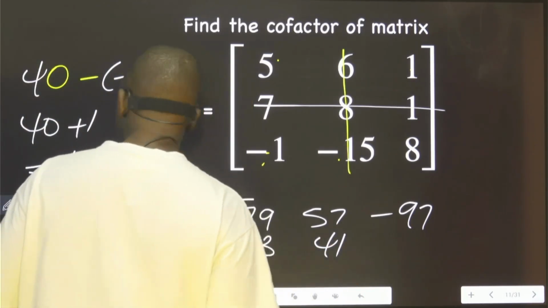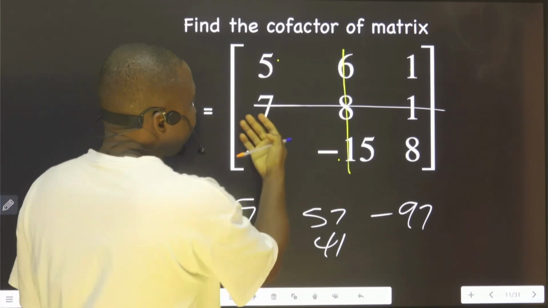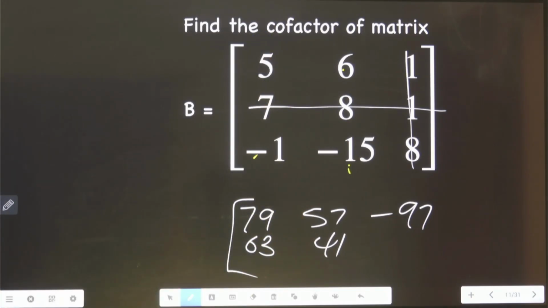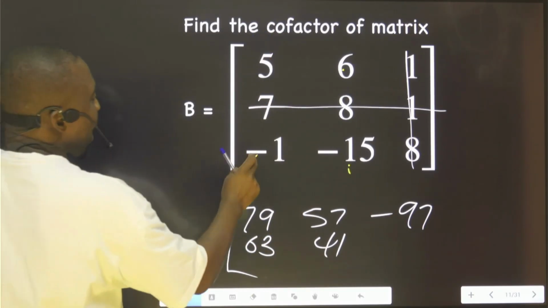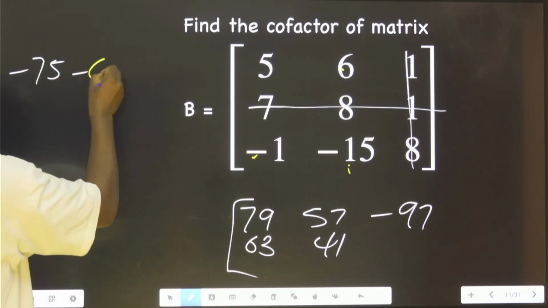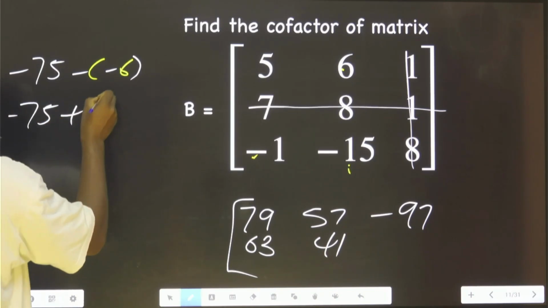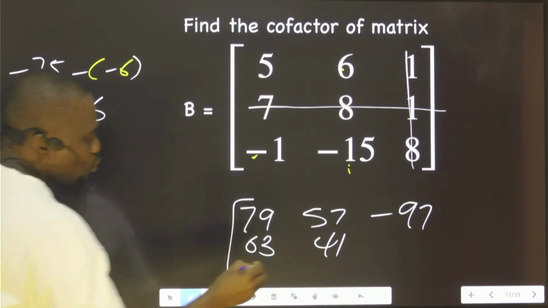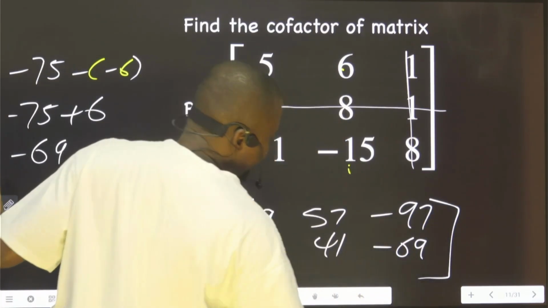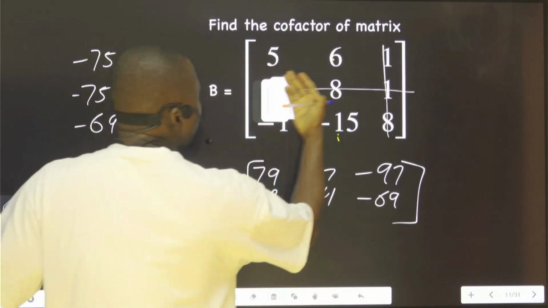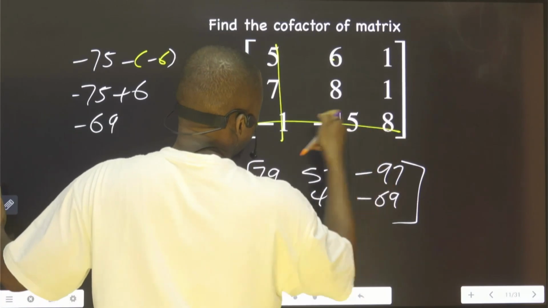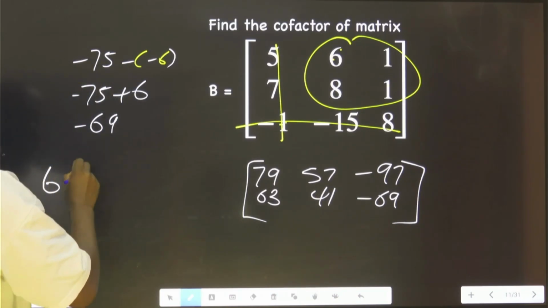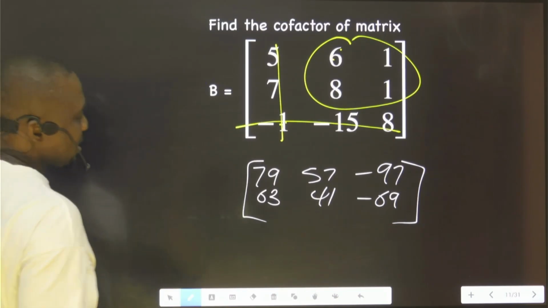Here is 41. Then we go for the one of this one. This and this will produce minus 75, while this and this will produce minus 6, which is minus 75 plus 6. And you agree with me, if you work this out now, you're going to have minus 69. We put minus 69 here, okay? So once we have done this, we go for this one. That is 6 minus 8. You agree with me? It is minus 2.